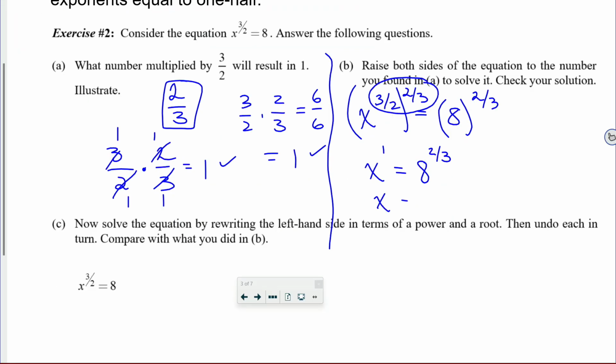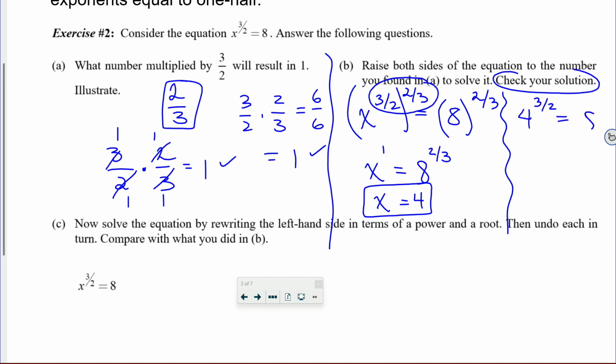So x is equal to 4. It does say check my solution. So if I wanted to do my check, I would have 4 to the 3/2 is equal to 8, right? That's the square root of 4 cubed is equal to 8. That's 2 cubed is equal to 8, and that's 8 is equal to 8. You bet.